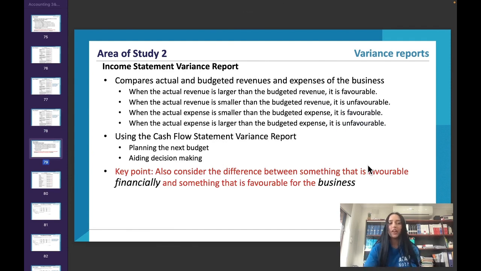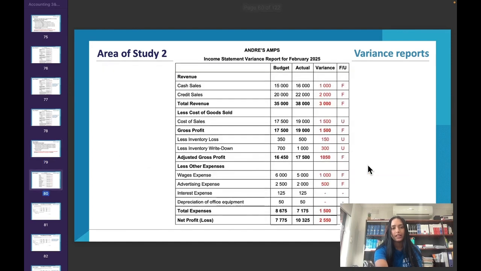Okay, income statement variance report compares actual and budgeted revenues and expenses. When the actual revenue is bigger than the budgeted revenue, this is favorable. When the actual revenue is smaller, it's unfavorable. When the expense is smaller, it's favorable. And when the expense is larger, it's unfavorable. And we can use the income statement variance report to plan the next budget and aid decision making. Here's another variance report example.